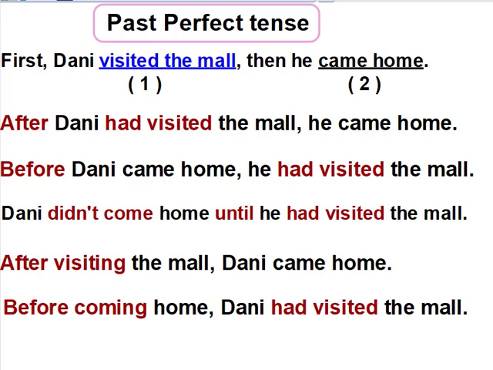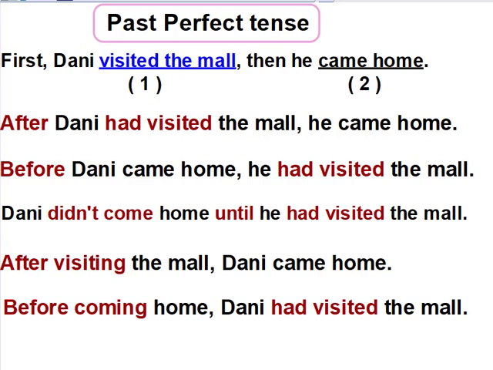Look at the first example here. First, Danny visited the mall, then he came home. So the first action here was visiting the mall, then the second action was coming home. So after Danny had visited the mall, he came home. So the first action is always formed in the past perfect, which is had plus the past participle, and the second action in the sentence must be in the past simple.